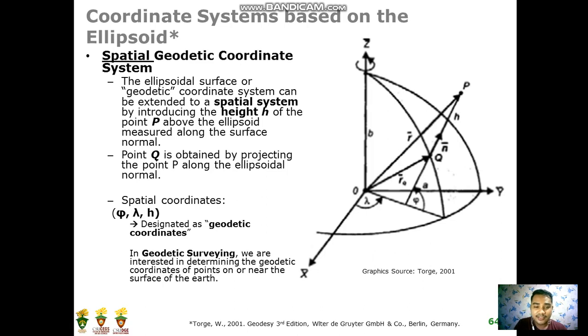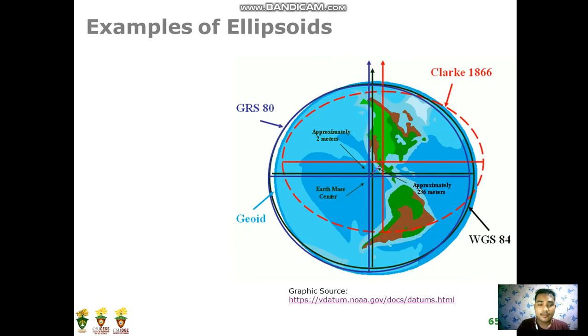And in geodetic surveying, we are interested in determining the geodetic coordinates of points on or near the surface of the Earth. So that is what we take into consideration. Here are examples of the ellipsoid. Why are there many kinds of ellipsoid? It depends on who modeled or who built the ellipsoid model. In different parts of the world, a different kind of ellipsoid is adopted, depending on where it is the best fit.